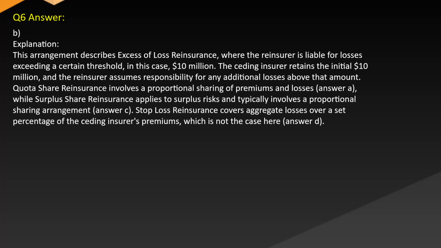Answer B. Explanation. This arrangement describes excess of loss reinsurance, where the reinsurer is liable for losses exceeding a certain threshold, in this case $10 million. The ceding insurer retains the initial $10 million, and the reinsurer assumes responsibility for any additional losses above that amount. Quota share reinsurance involves a proportional sharing of premiums and losses, answer A, while surplus share reinsurance applies to surplus risks and typically involves a proportional sharing arrangement, answer C. Stop loss reinsurance covers aggregate losses over a set percentage of the ceding insurer's premiums, which is not the case here, answer D.